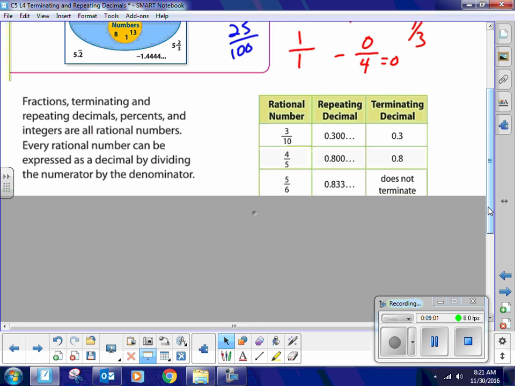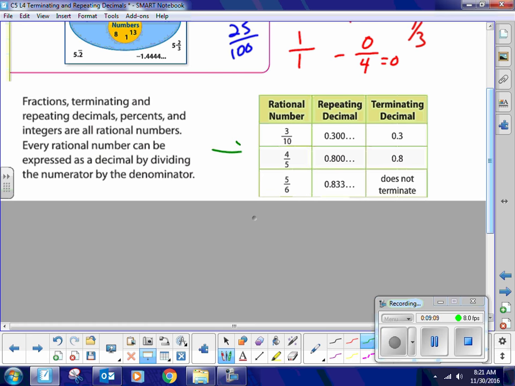Every rational number can be expressed as a decimal by dividing the numerator by the denominator. And we know that, right? Here are some examples on this little chart. 3/10 is 0.3. See how the repeating decimal is going to be 0?